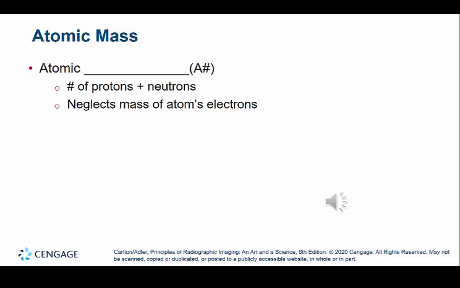The atomic mass number is also known as the A number. Don't confuse it with the Z number. Z number is just the number of protons in the nucleus. The atomic mass number is the number of protons and neutrons in the nucleus. This neglects the mass of the atom's electrons because they are so small.